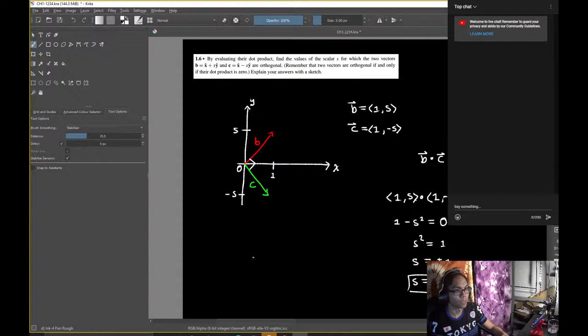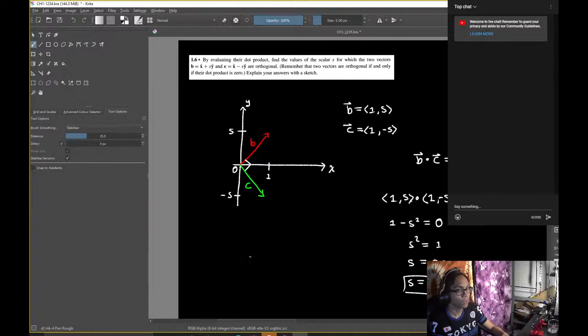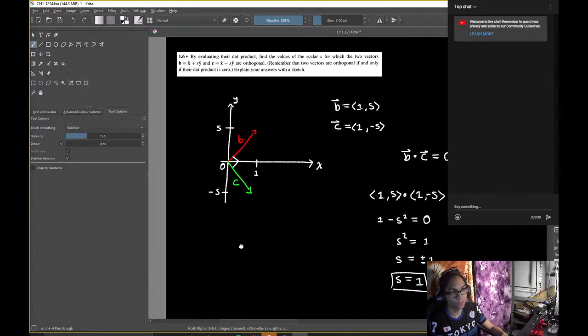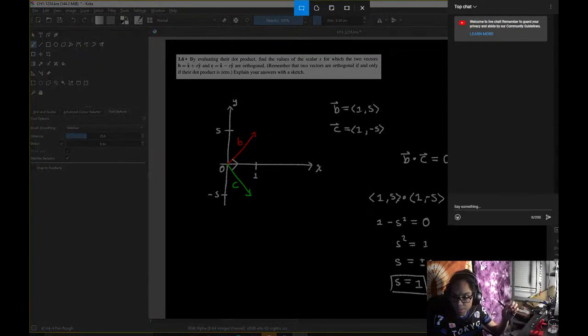Find the value of the scalar s for which the two vectors are orthogonal. And that seems to be it, 1.6. We got it. All right, next one. Here we go. Copy this. Taylor 1.6 done.